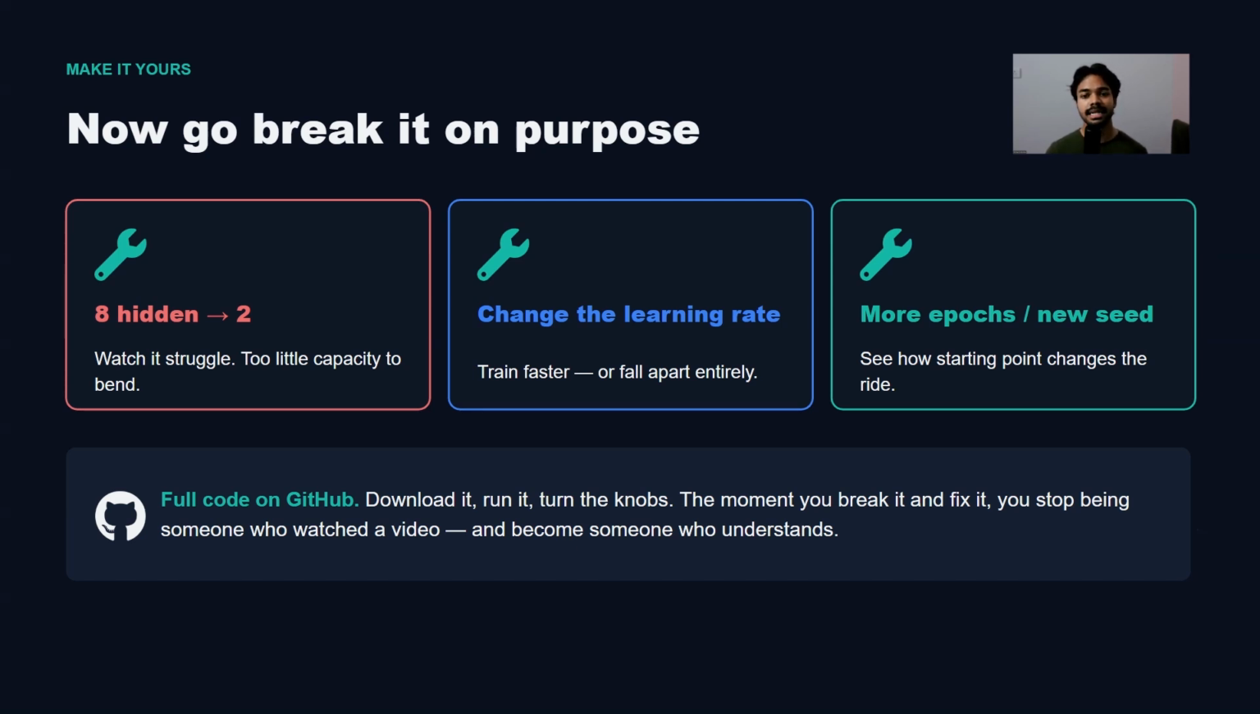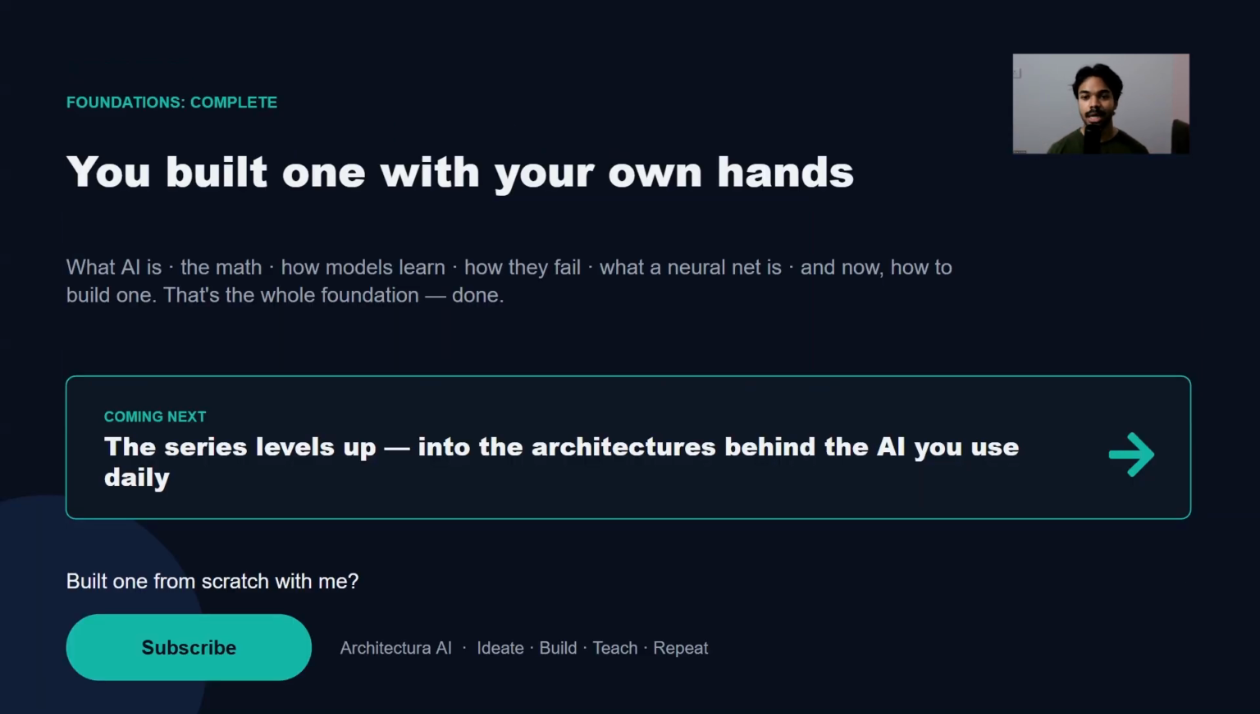That closes our foundations completely. You now understand what AI is, the math beneath it, how models learn, how they fail, what a neural network is, and as of today, how to build one with your own hands. From here, the series levels up. We start taking these ideas into the architectures behind the AI you actually use every single day. But you'll walk in with something most people never have. You'll know what's really inside because you built it yourself.